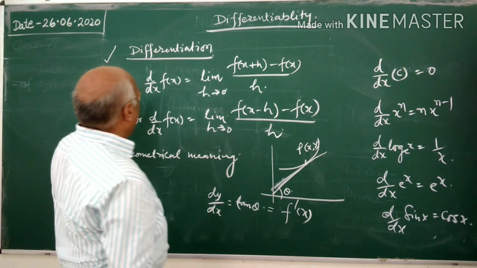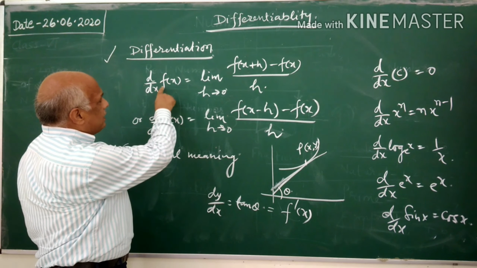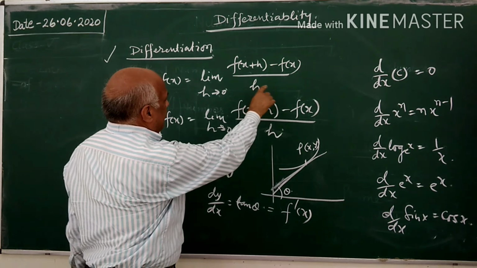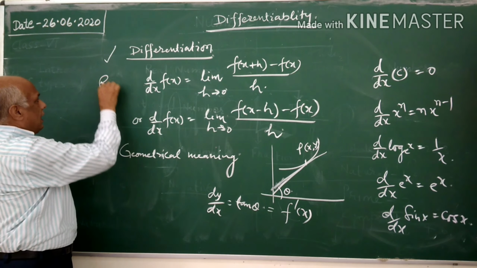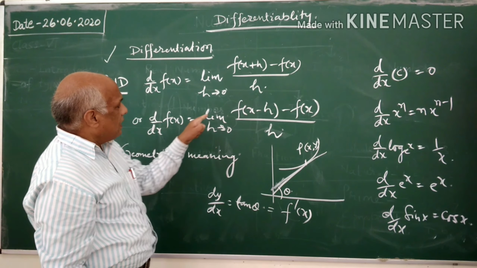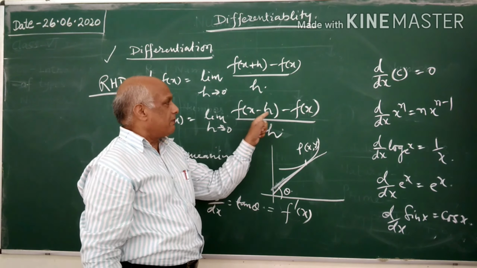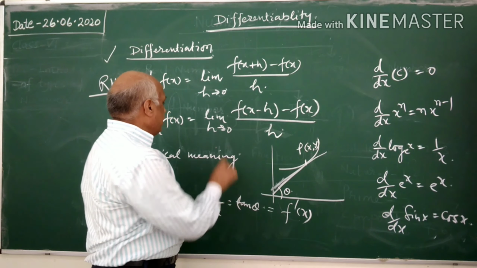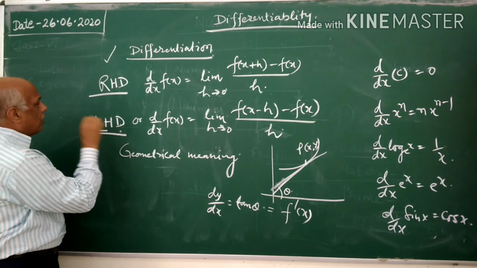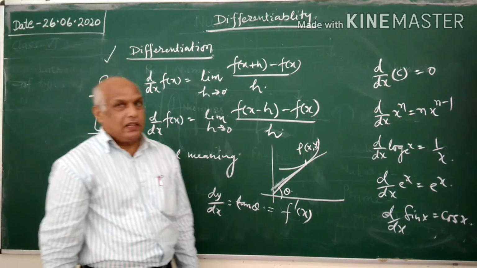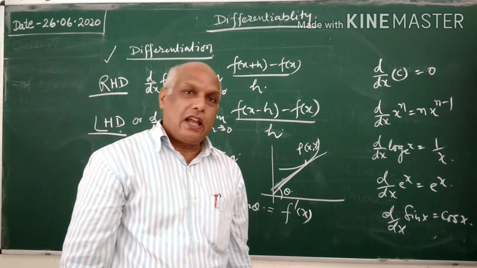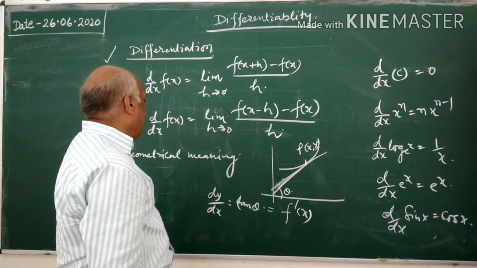And in the fundamental theory, the differentiation of a function f of x is limit h tends to 0, f of x plus h minus f of x by h. This is called the right hand derivative. Or dy by dx of f of x is limit h tends to 0, f of x minus h minus f of x by h, h tends to 0. This may be said as the left hand derivative. In short, we say LHD, left hand derivative, and for the right hand derivative, in short, we say RHD.